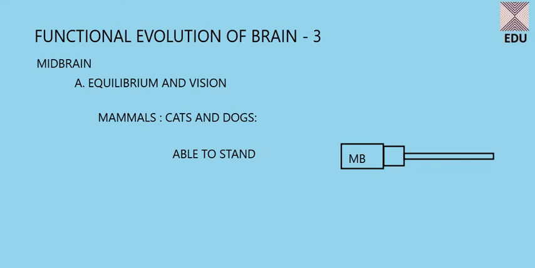That simply means that if the midbrain is present, they are able to stand. That is some part which is related to the equilibrium. So that is confirming the function of the midbrain in relation to the equilibrium in the mammals. Students, these were some of the experiments that were confirming the role of the midbrain in the case of the equilibrium and the vision in different animals.